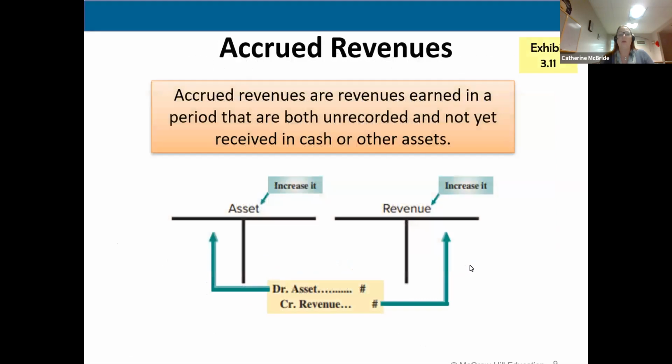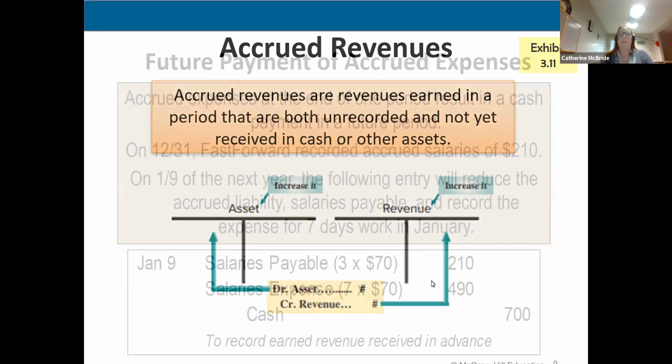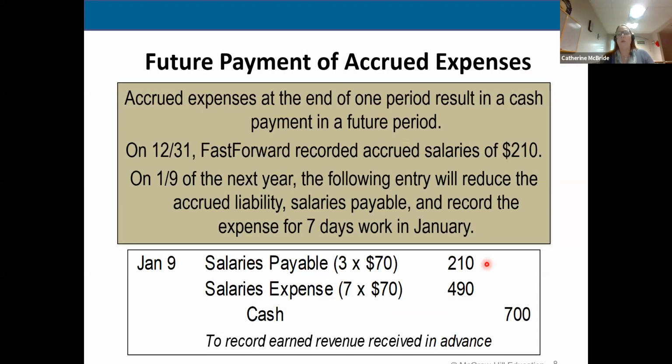So now if you look on our financial statements, salaries payable will be gone. You'll see salary expense in January of $490 and cash decrease $700.